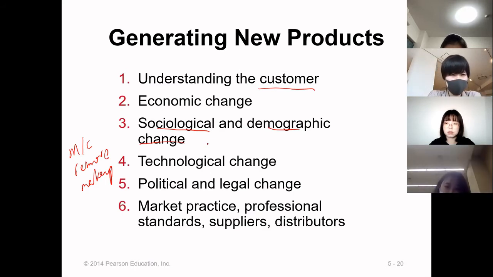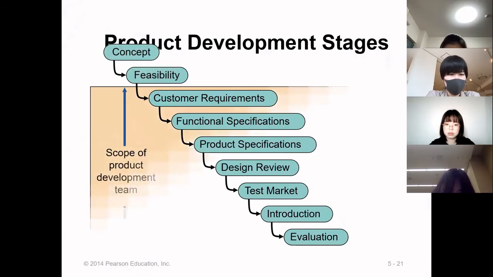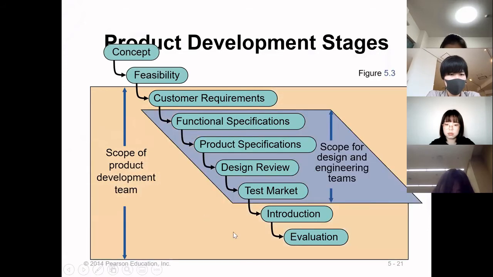It demands new products, but when you generate a new product, you need to understand this as well. You need to understand the customer, the economy, market practice, professional standards, suppliers, and so on. This is very engineering. But don't worry, at least you are in an MBA program. You know how the people in engineering and operations develop products. You can have the same language.